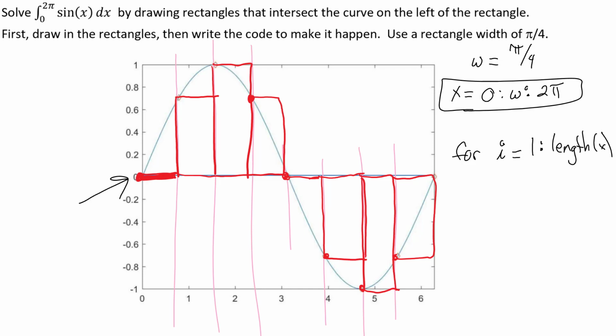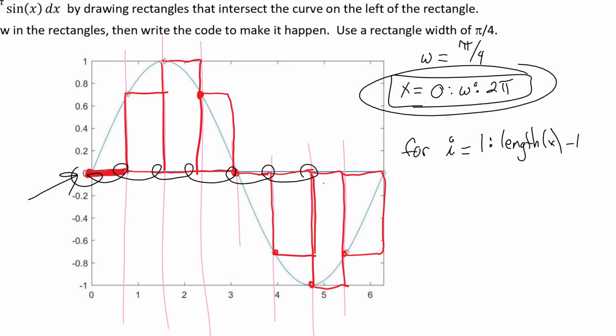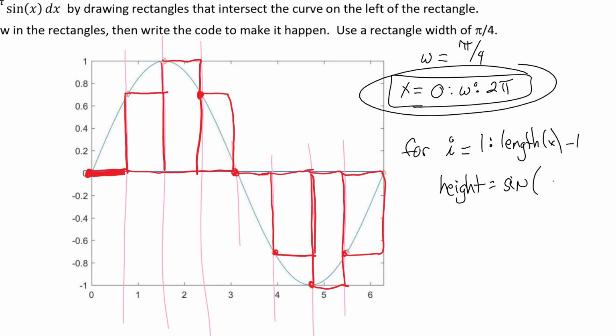I guess I could just be programming this, but I feel better writing this down to get an idea. So basically, this is going to have 1, 2, 3, 4, 5, 6, 7, 8, 9 points, but I only have 8 rectangles, so I can't go all the way to 9. I have to go to 8. So for i going from 1 to the length of x minus 1, the height of my rectangle is going to be the value of sine that is evaluated at the x in the ith position.